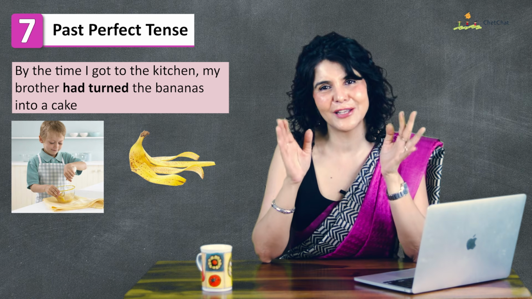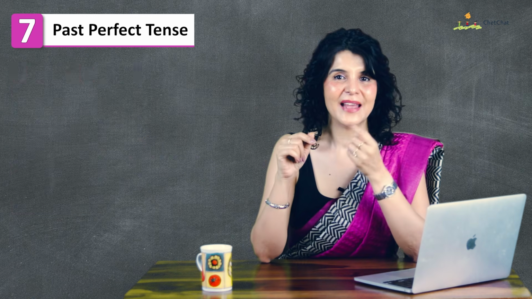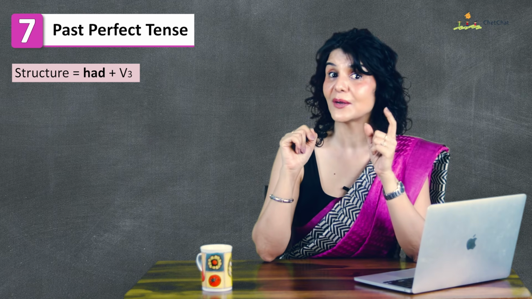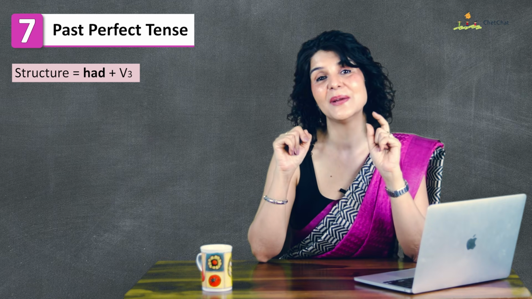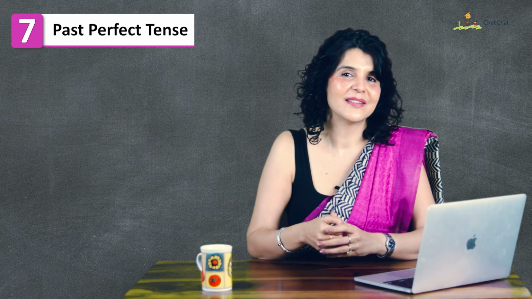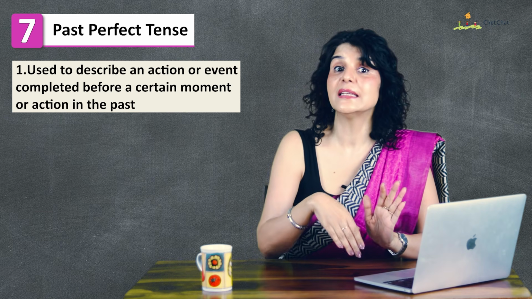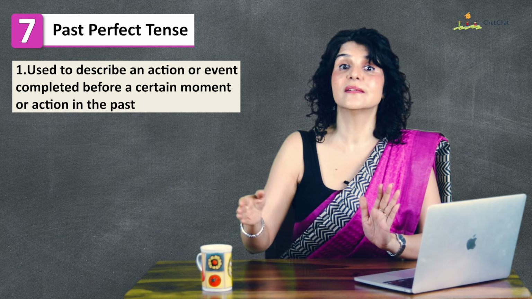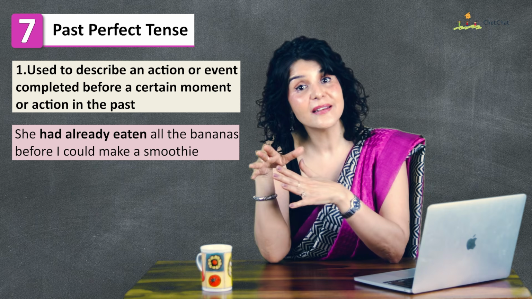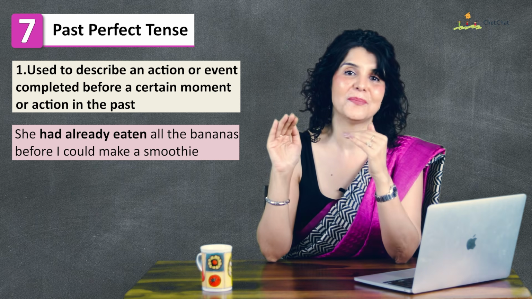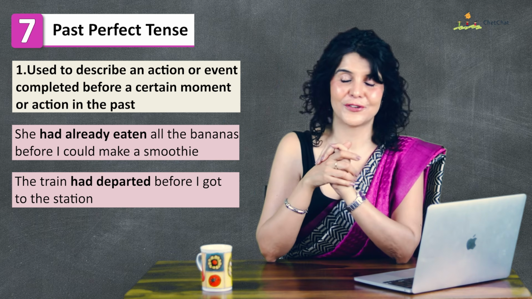By the time I got to the kitchen, my brother had turned the bananas into a cake. The structure of past perfect would always have had for perfect plus the verb in the third form. Let's look at the first use. The past perfect tense is used to describe an action or event completed before a certain moment or action in the past. She had already eaten all the bananas before I could make a smoothie. The train had departed before I got to the station.